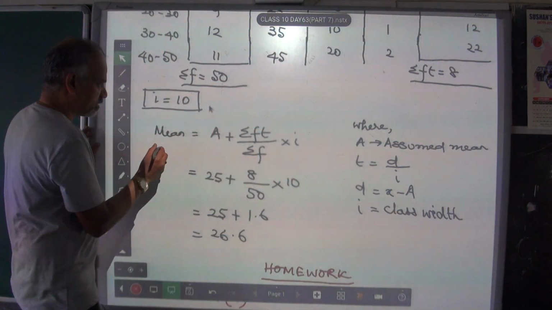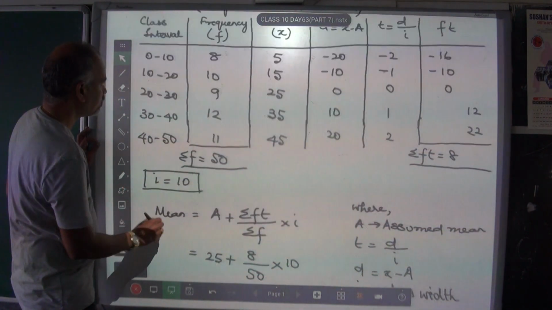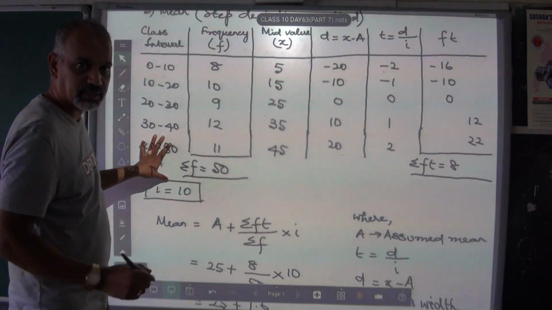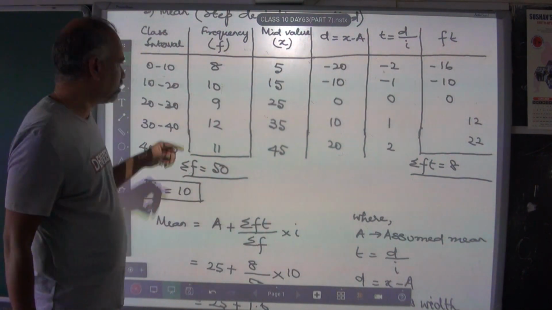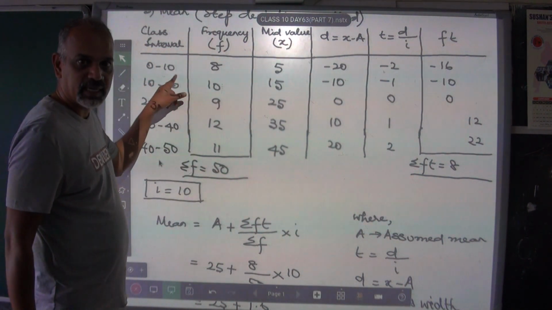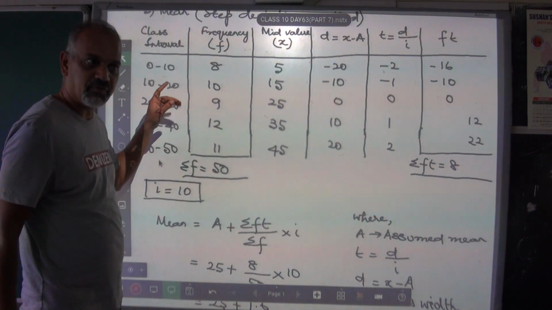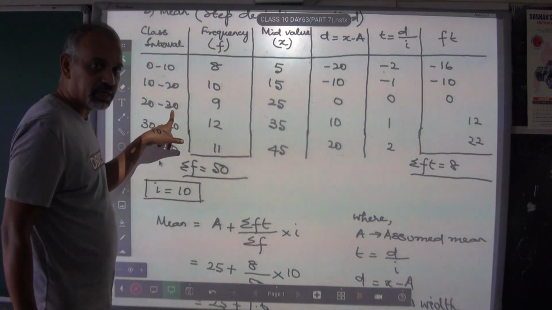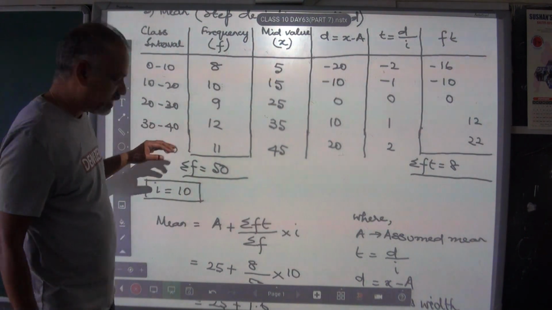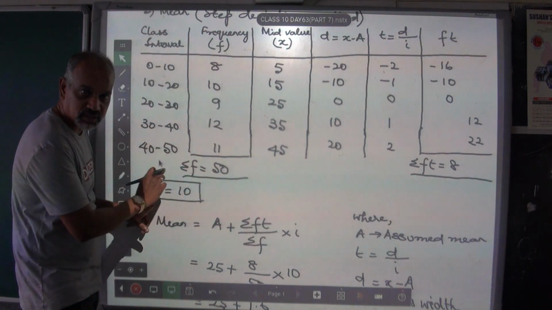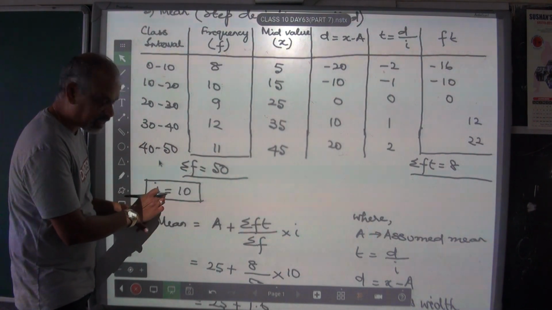So if you look at this table which is here, these are the class intervals. I value is the width of each class interval. 0 to 10, the difference is 10. 10 to 20, the difference is 10. 20 to 30, difference is 10. Everywhere the difference is the same. 10 is the difference. That is your I value. So note down this I value somewhere. I is equal to 10.